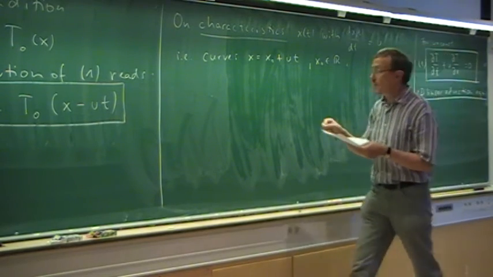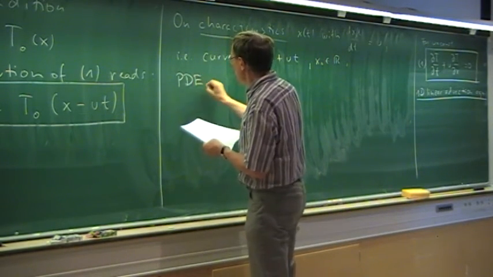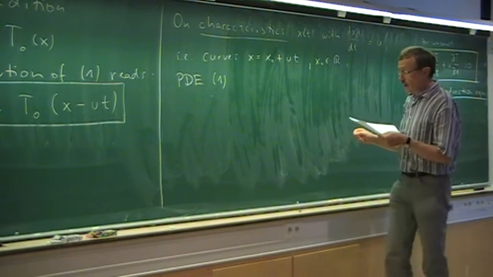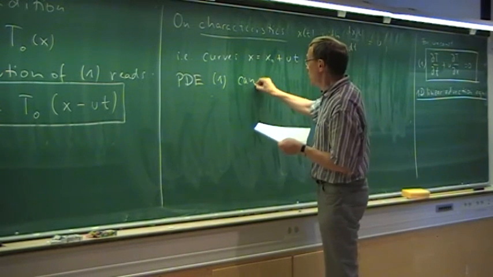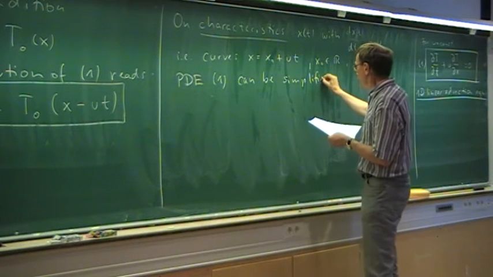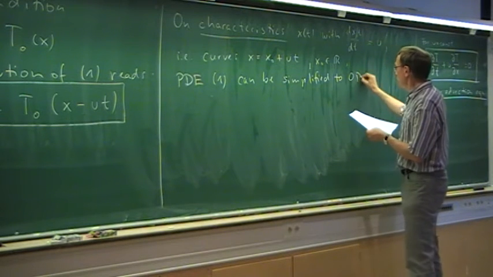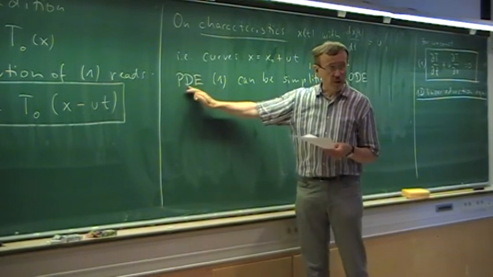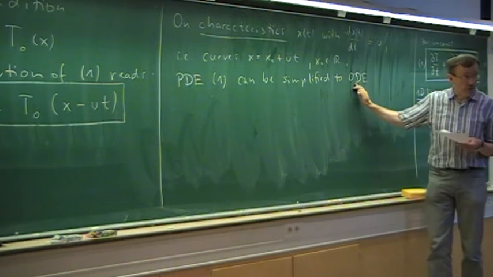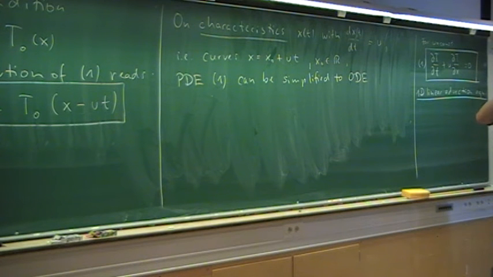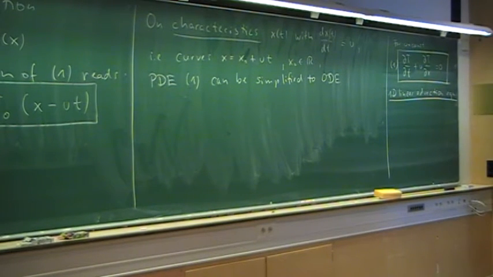So on these characteristics, we can see that the PDE, that is our linear advection equation, can be simplified to an ODE. ODE is just the acronym. PDE is partial differential equation, and ODE is ordinary differential equation. So in a PDE we have not just one independent variable involved, in our case we have x and t, but in an ODE we have just one, in our case t.